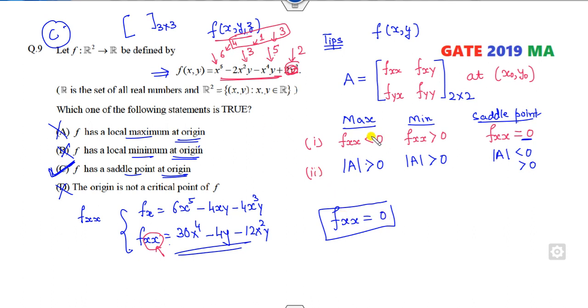If you find that this value is less than 0, then you can check whether the determinant is greater than 0 or not. If this property is not satisfied, then we call this a saddle.